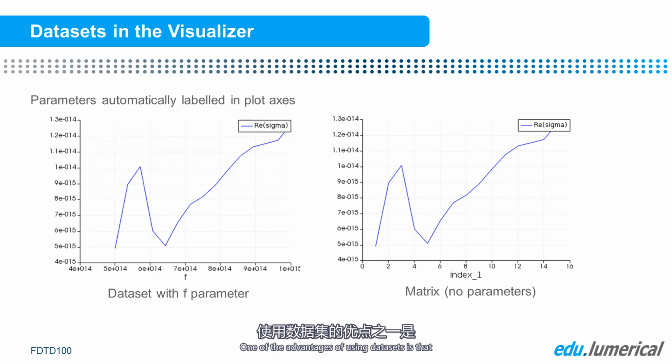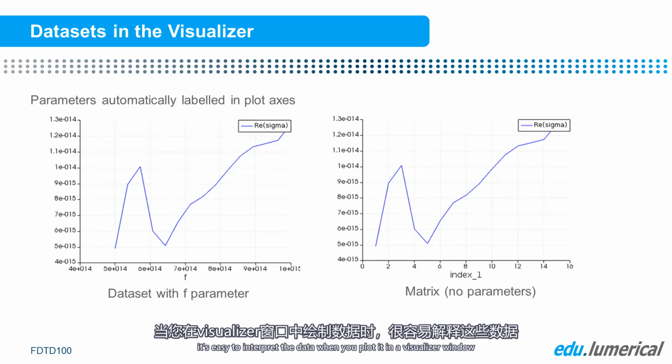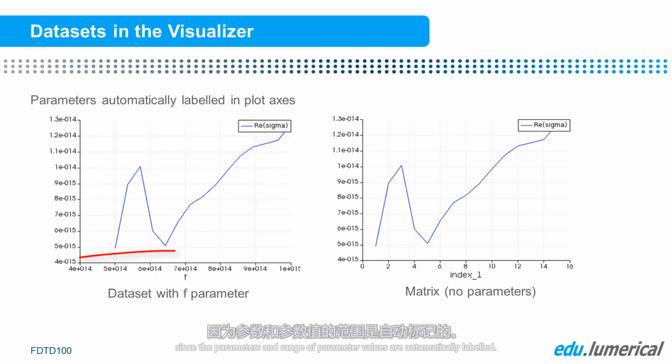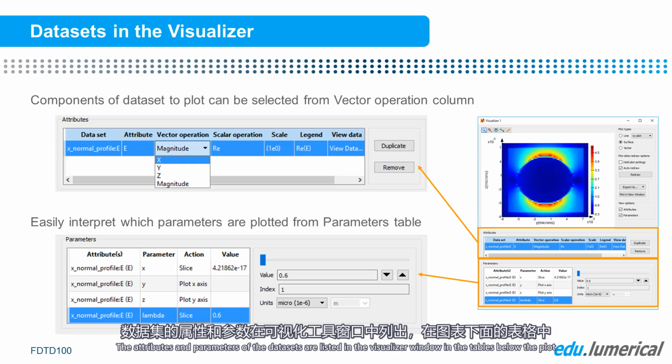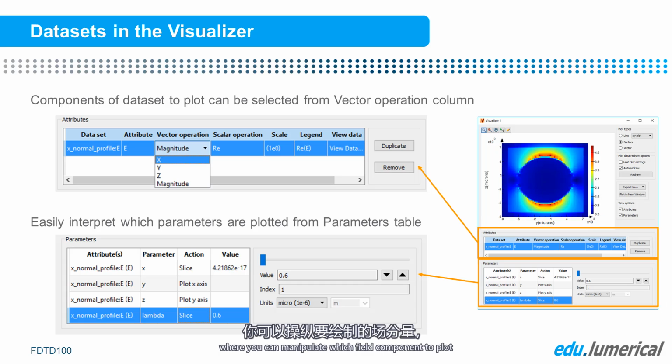One of the advantages of using datasets is that it's easy to interpret the data when you plot it in a visualizer window, since the parameters and range of parameter values are automatically labeled. The attributes and parameters of the datasets are listed in the visualizer window in the tables below the plot, where you can manipulate which field component to plot and which dimensions of the data to plot or slice.